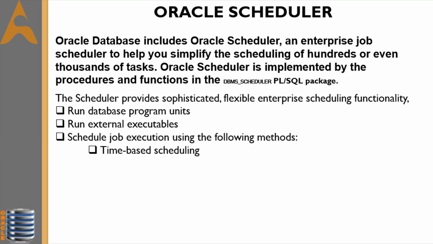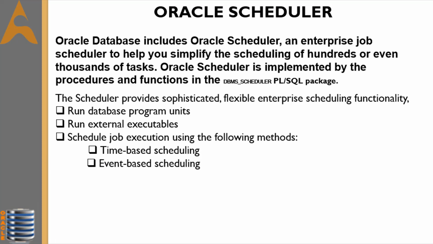Time-based scheduling. You can schedule a job to run at a particular date and time, either once or on a repeating basis. You can define complex repeat intervals, such as every Monday and Thursday at 3 a.m. except on public holidays or the last Wednesday of each business quarter.